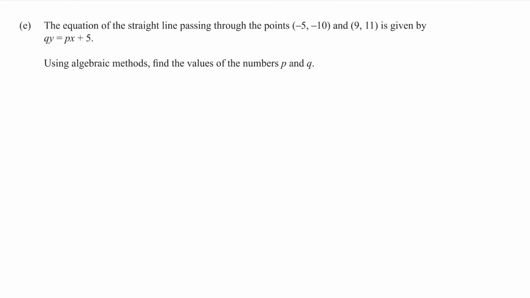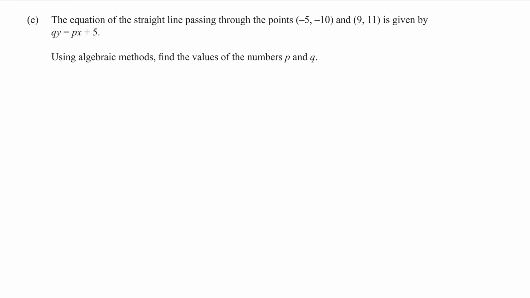Let's have a look at this one here. Alright guys, so for the last question, we've got an equation of a straight line that passes through these 2 points right here, which are (-5, -10) and (9, 11), right? And it has given this particular equation.